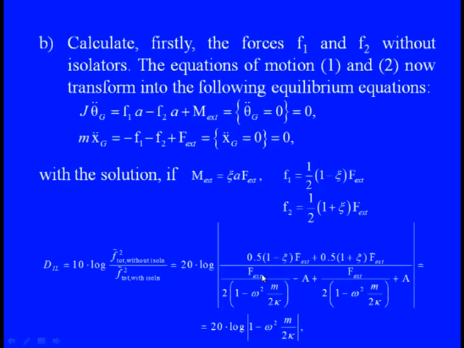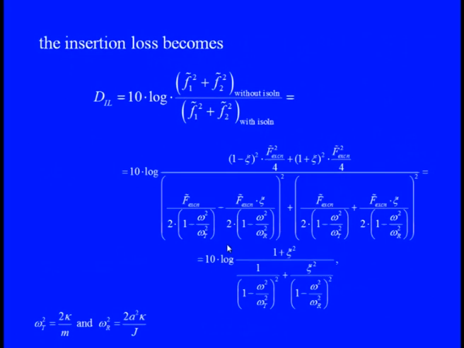This is nothing but equal to 20 log 1 minus omega square m by k. So we can calculate the insertion loss when we are keeping those values there. Ultimately we end with DIL equal to 10 log of (1 minus zeta) whole square F excitation square by 4 plus (1 plus zeta) whole square F excitation square by 4, divided by the whole. Or else we can say this is equal to 10 log (1 plus zeta) whole square divided by (1 minus omega over omega 1 square) whole square plus (1 minus omega square by omega r square) whole square, where omega 1 square is equal to 2k by m and omega r is equal to 2a square k by J.